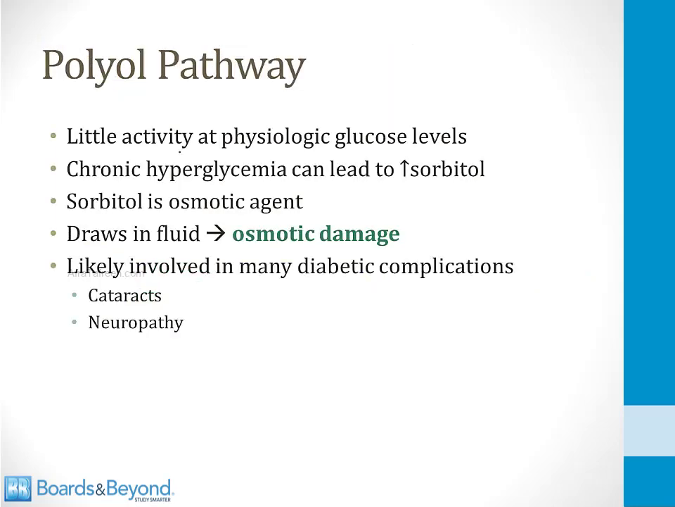The polyol pathway has little activity at physiologic glucose levels. However, chronic hyperglycemia activates this pathway more than usual, and this leads to an accumulation of sorbitol. As I showed you before, sorbitol can be metabolized into fructose, but this is a slow process or sometimes doesn't occur at all in some cell types. This leads to a buildup of sorbitol, and sorbitol is an osmotic agent. This will draw in fluid and lead to osmotic damage of cells, and this is likely involved in many diabetic complications, especially cataracts and development of diabetic neuropathy.